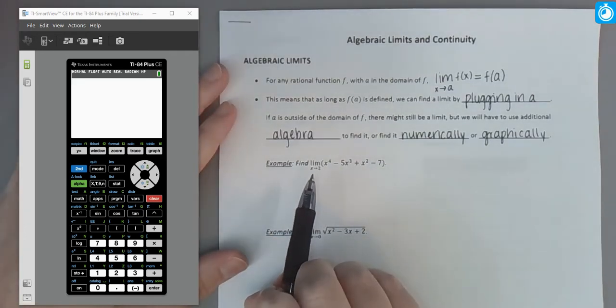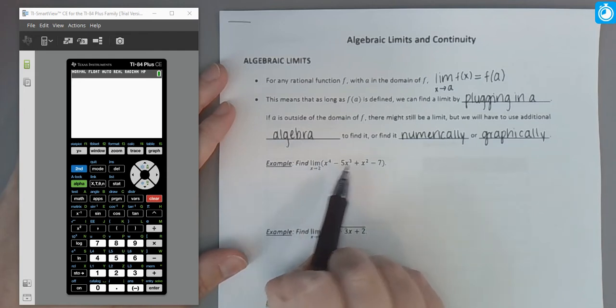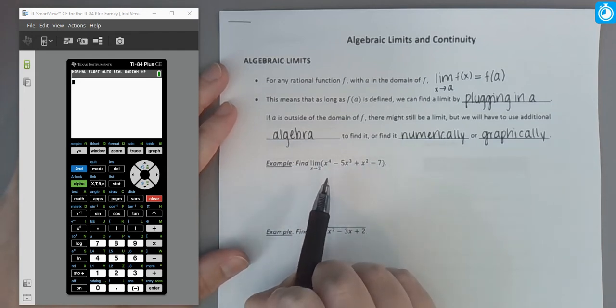So the first example, we want to find the limit as x approaches 2 of this particular function, which is a polynomial function.